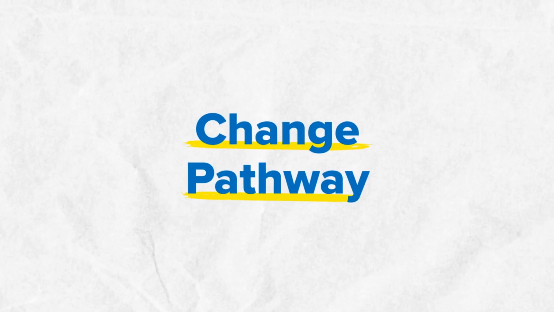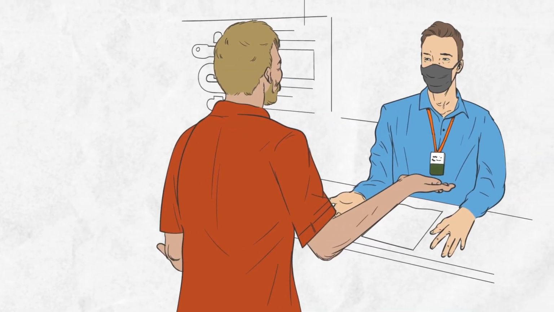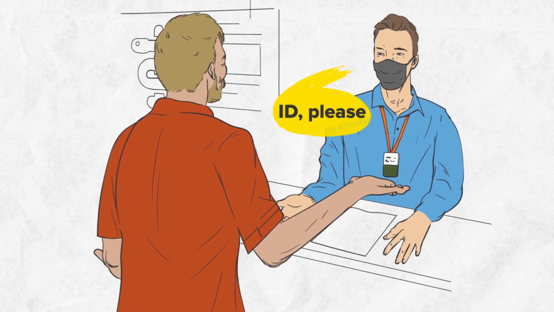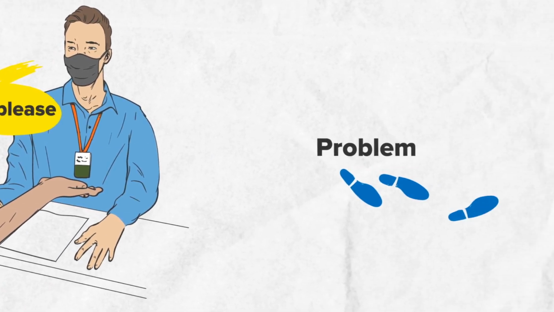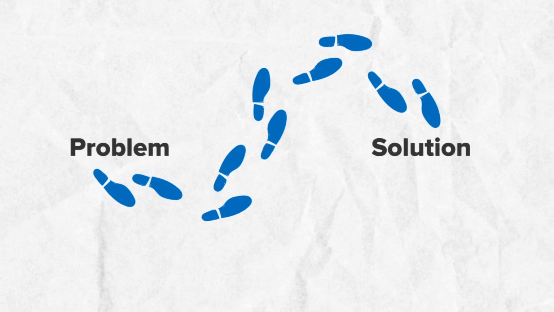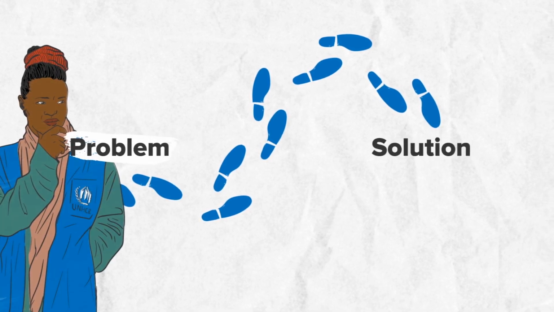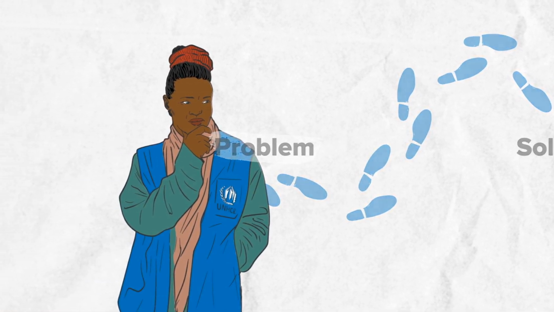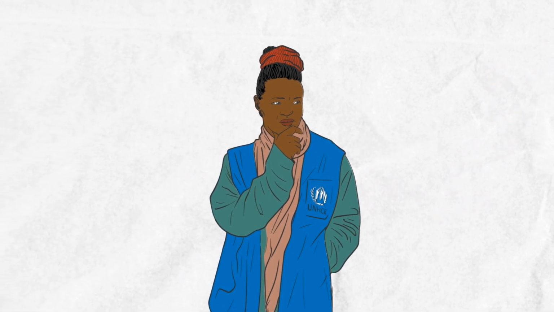What is a change pathway? A change pathway shows the steps in the change process, from the problem to the solution. It also makes assumptions required for effective decision-making or influence to move from one stage to the next.